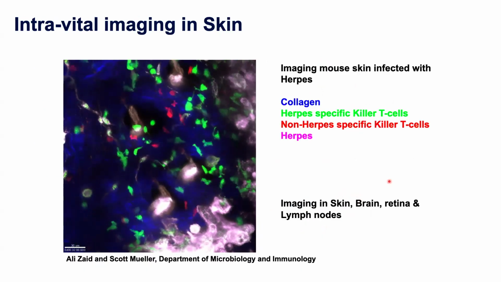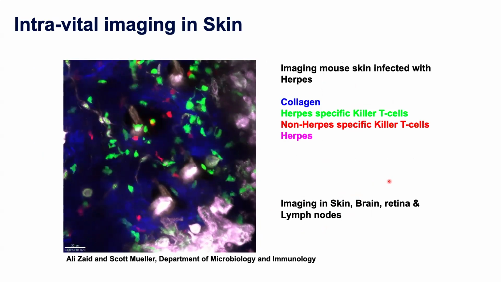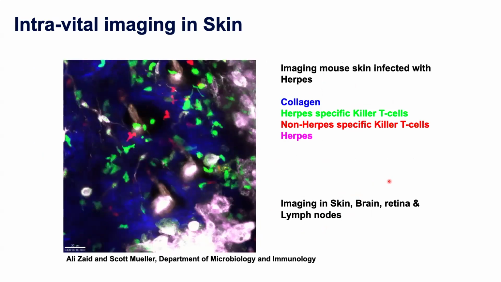This is one experiment looking at different T-cell immune cells within skin responding to a herpes infection. So in this case, we've got collagen in blue. In green is our herpes specific T cells. In red is our non-herpes specific T cells. And in magenta pink, we've got the herpes. And in this case, the group here from microbiology and immunology can quantify the motion of these T cells and see if there are different behaviors between the 2 different subsets.